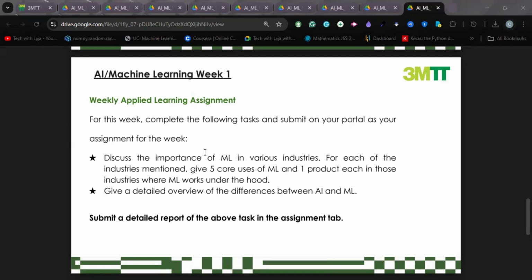Give a detailed overview of the differences between AI and machine learning. After that, submit a detailed report of the task on your dashboard. Right, so we are going to walk through this assignment and go through it in detail in this tutorial so that you are going to understand how to do it.